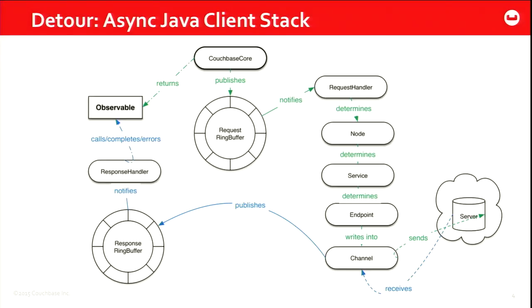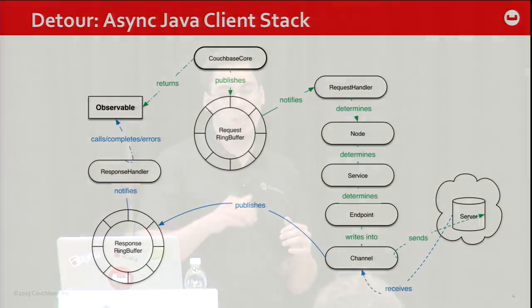So that the requests get put into the ring buffer and they stick around there. And then there is a different thread which will take all those requests out of the ring buffer from a different thread, locate the proper node, the proper service, and so forth. And eventually it will write it down to the socket. And then the database will perform the query or a key value and return the result.